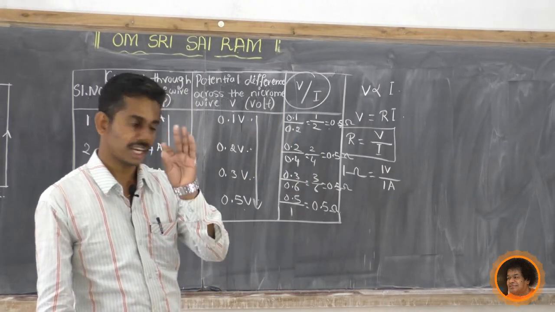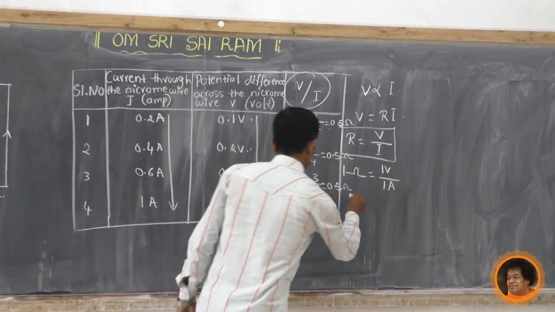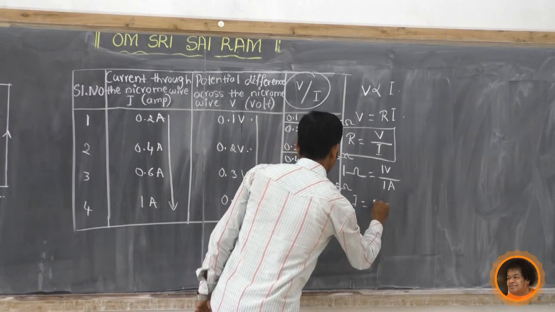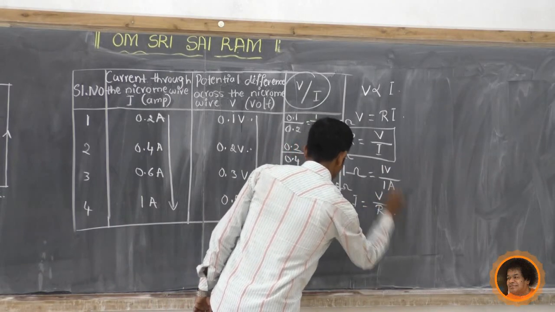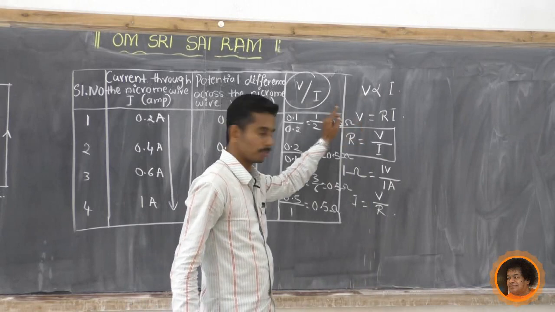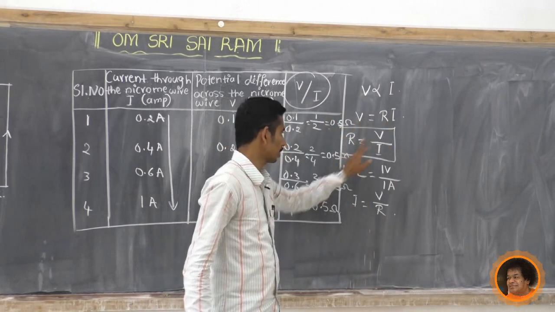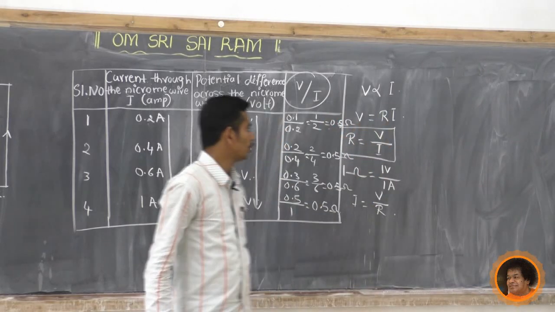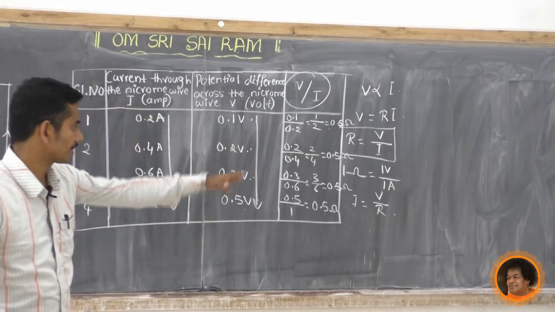So resistance and resistor. From this we can write, what is I? I equals V by R. So these are very important formulas. V equals RI, or R equals V by I, or I equals V by R. These are the different formulas.